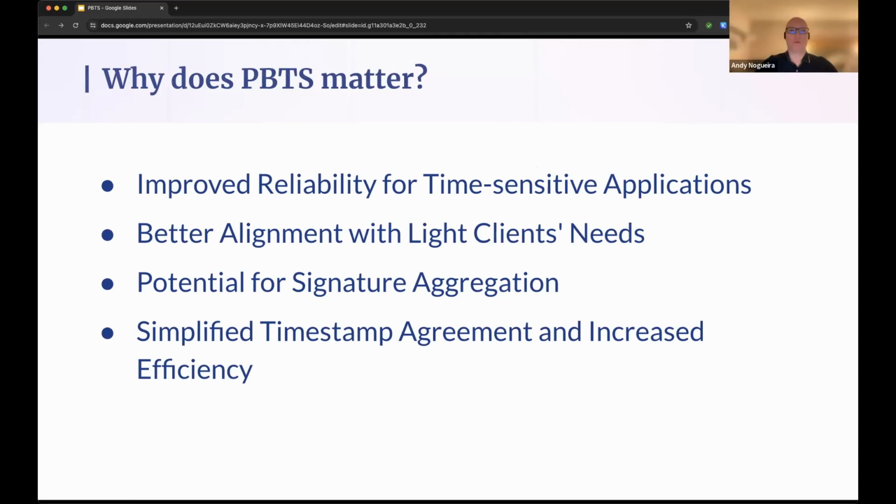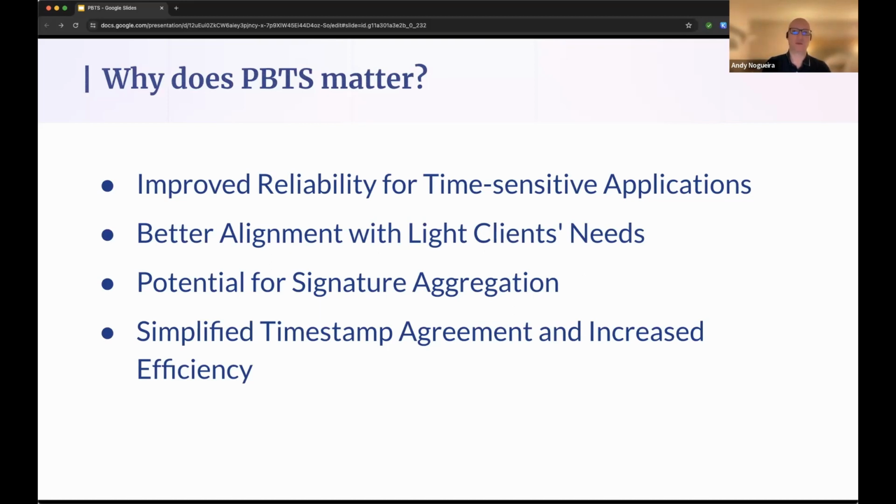So there are many benefits from having PBTS. People on this call have a good use case. For clients that rely on the block time for verification, this improves the reliability of the block verification. And also there's the potential for signature aggregation. That's an interesting use case that this might open up, like BLS signatures or MPC computations, things like this.